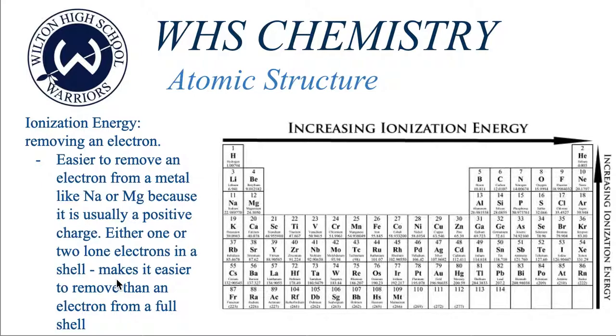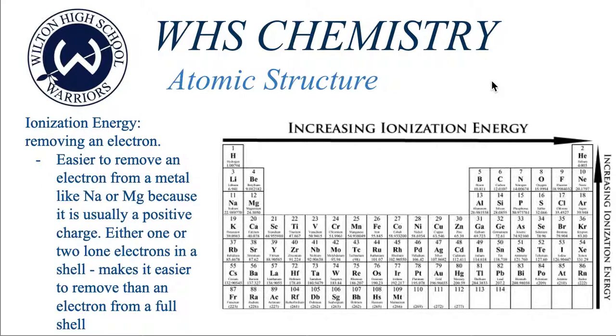So ionization energy. Ionization energy increases as you go this way on the periodic table and increases as you go up on the periodic table. So basically, ionization energy means removing an electron. Like I talked about in the last video, if you watched it, there are the PES diagrams where you can have the first ionization energy and second ionization energy.